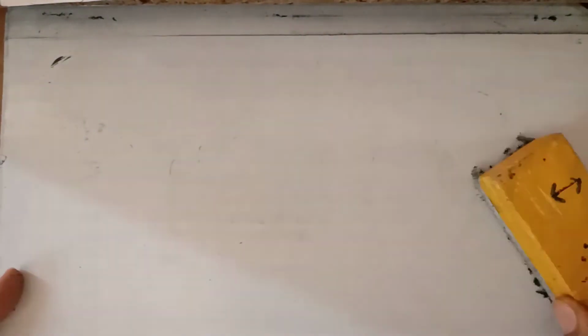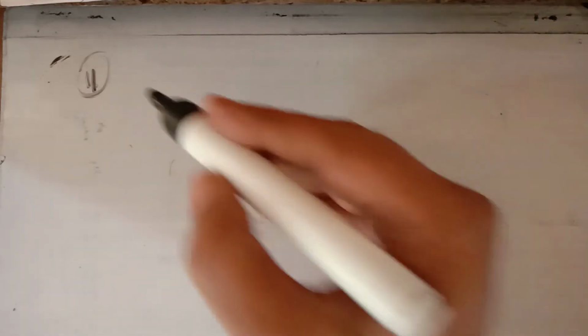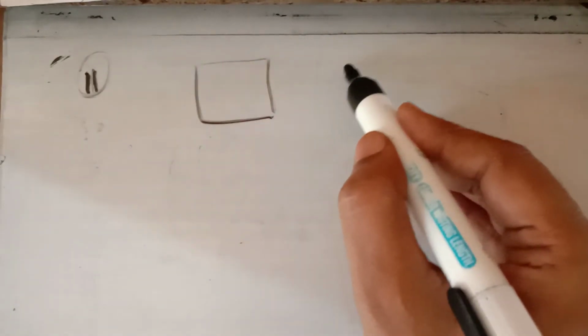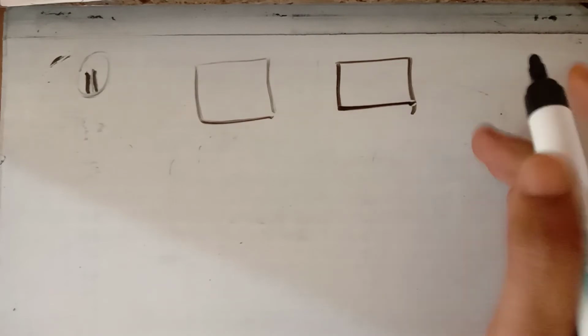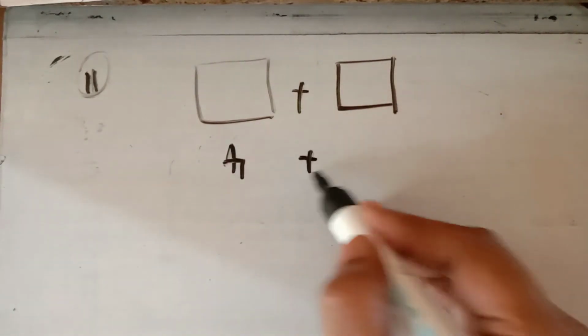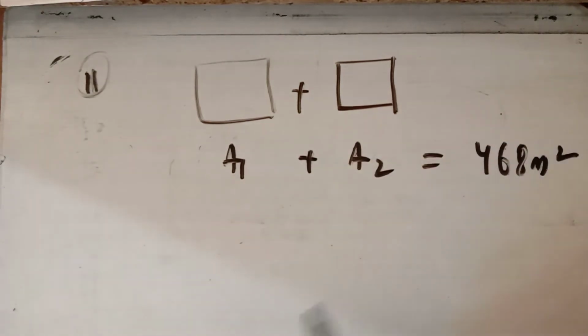So the last question of this exercise, which is question number 11. Now what is given in this question? It is given that the sum of the areas of 2 squares, I'm drawing these 2 squares, one is smaller, and the sum of their areas is given as 468 meter square.